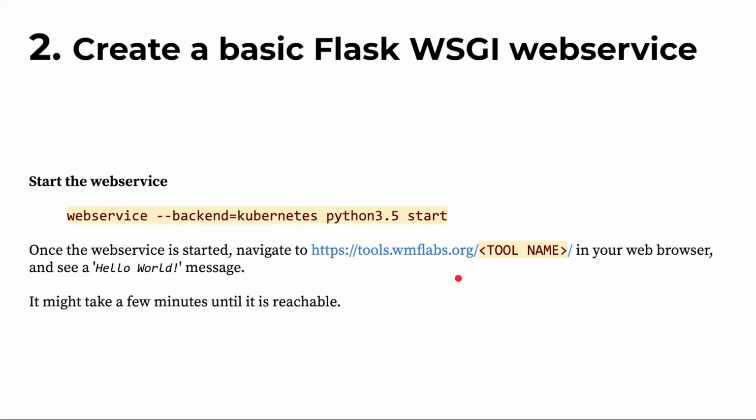Then we will start our web service. In the SSH session, we will run the web service command again with the same arguments, but then we will say start rather than shell. That will start our web service, and then we can go to the URL tools.wmflabs.org/ and the tool account name that we created before. We should see Hello World in the browser.